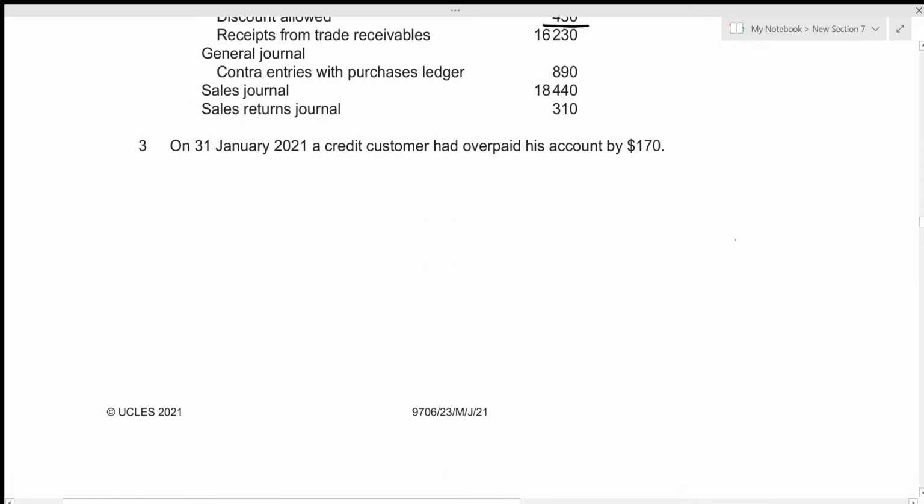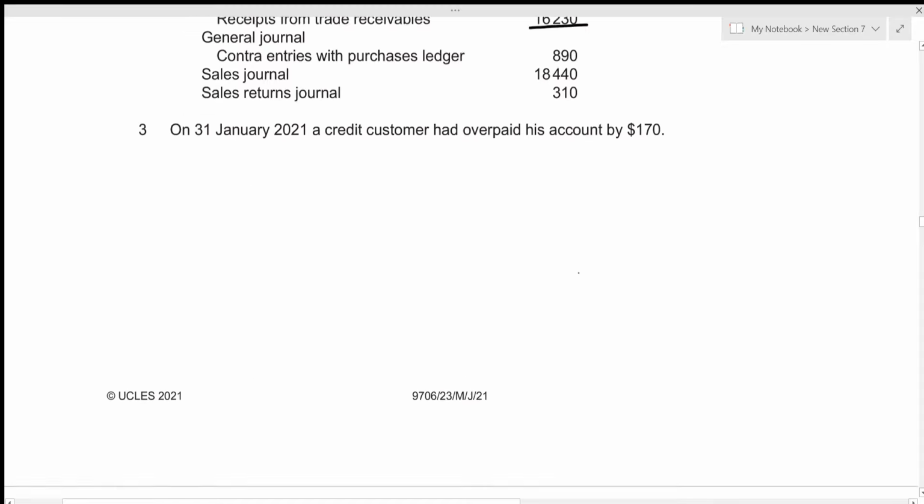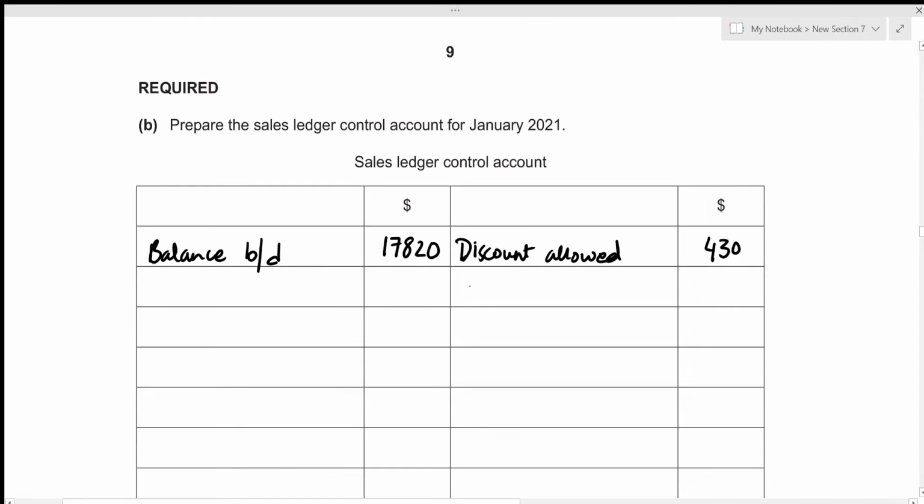Let's move to another information now. We have receipts from trade receivables. So these are the amount that we received in return for the trade receivables amount. So if we receive a certain amount, then it obviously reduces the balance of the total trade receivables, which means that this amount of 16,230 will also be recorded on the credit side. Let's do that. We can write the receipts as bank because we will introduce those cash into the bank account. So this will have an amount of 16,230.